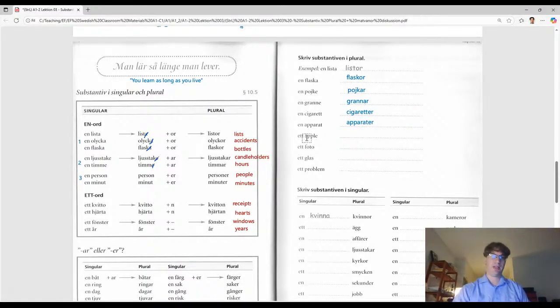Yep. And then we have ett äpple. So this is an et word, right? Ends on a vowel. Then what happens? We put on the N. Många äpplen. Right.